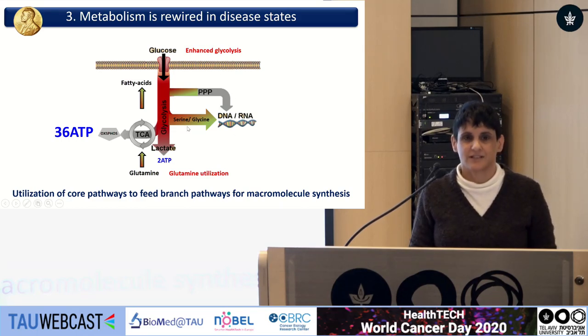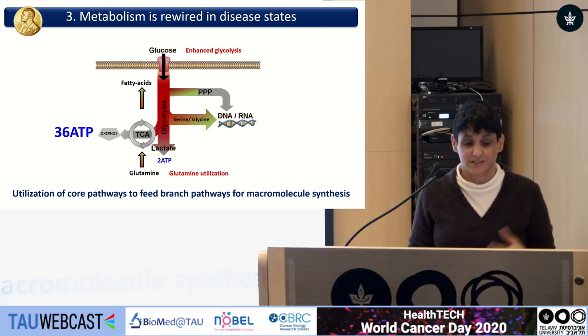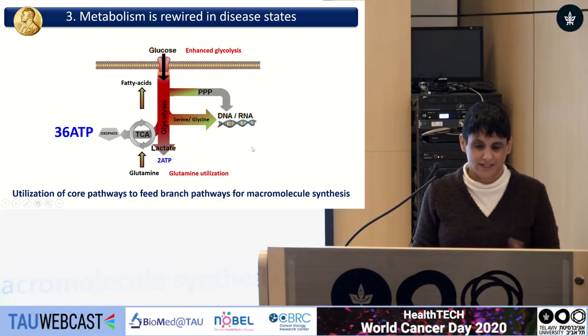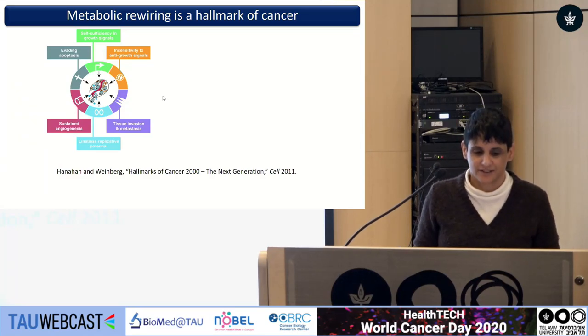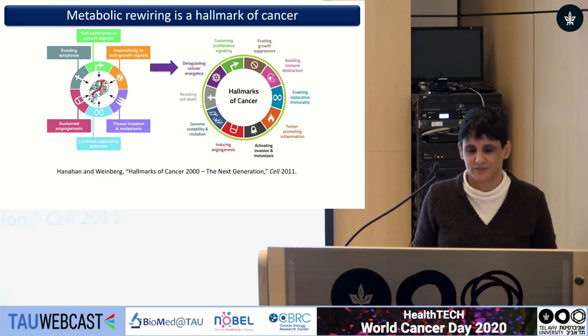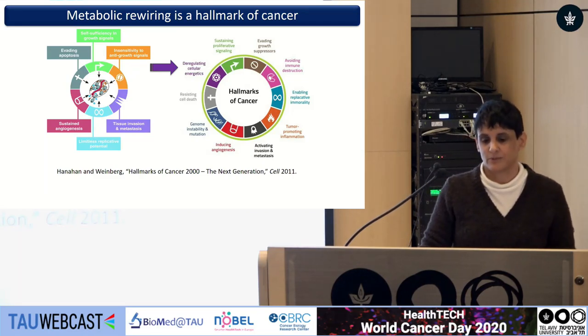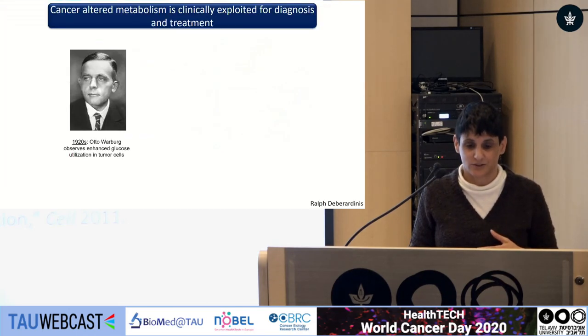So we have an increase in glycolysis, not just for the energy, because that is much less efficient, but in order to support all these branching side chains. So, not surprisingly, in the famous review of the hallmarks of cancer, cancer metabolism was added as one of the new and specific parameters by which we can describe cancer and differentiate it from normal cells and normal tissues.